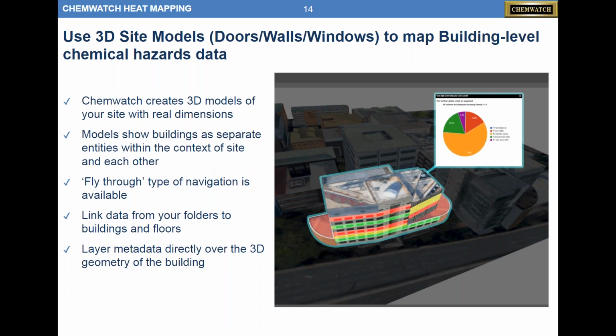Many of you have required for almost 20 years now 3D solids models of all your facilities as part of the deliverable by the contractor. These models show buildings as separate entities within the context of the site and each other. So you can see by that picture, you can separate it out within a building. You can do fly-throughs, just like can be done in the factories with the 3D geometry. The data from your folders is linked to these buildings and floors, and as I mentioned earlier, we layer the metadata directly over the 3D geometry of the building.